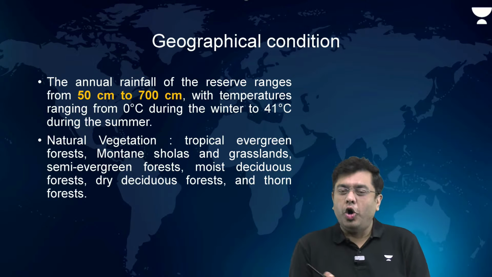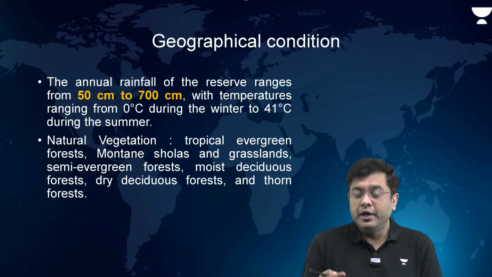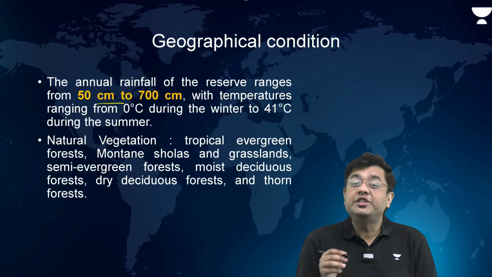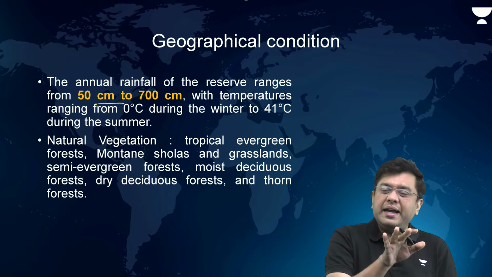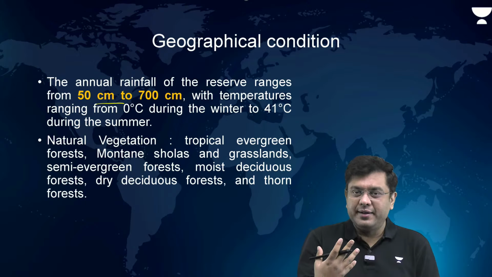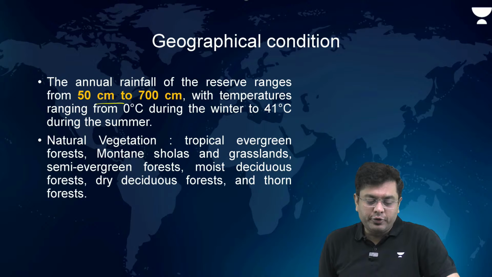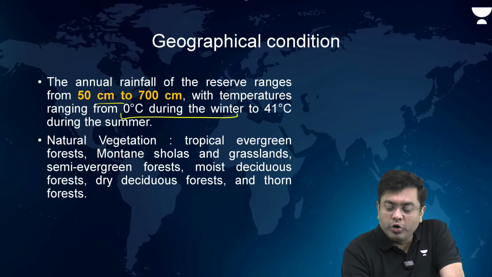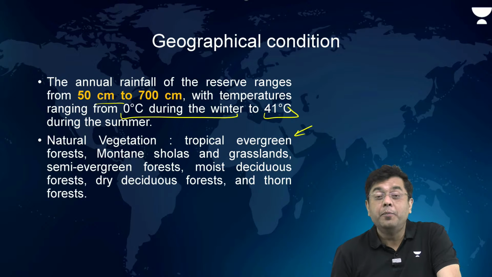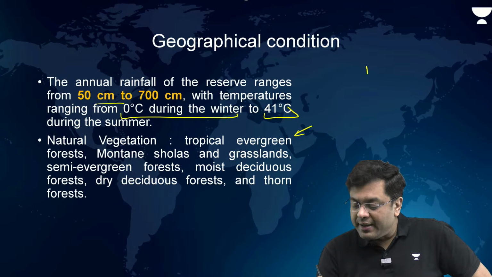The annual rainfall, observe the range of annual rainfall in the entirety of the Nilgiri Biosphere Reserve, from 50 centimeters to almost 700 centimeters, which tells you what? That from dense moist evergreen vegetation to even scrublands, you will find a variety of natural vegetation, due to which the species variety will also be very high. Temperature variation also is massive between summer and winter. So tropical evergreen forest, montane sholas, it is in these sholas that you will find species like the Nilgiri tahr.